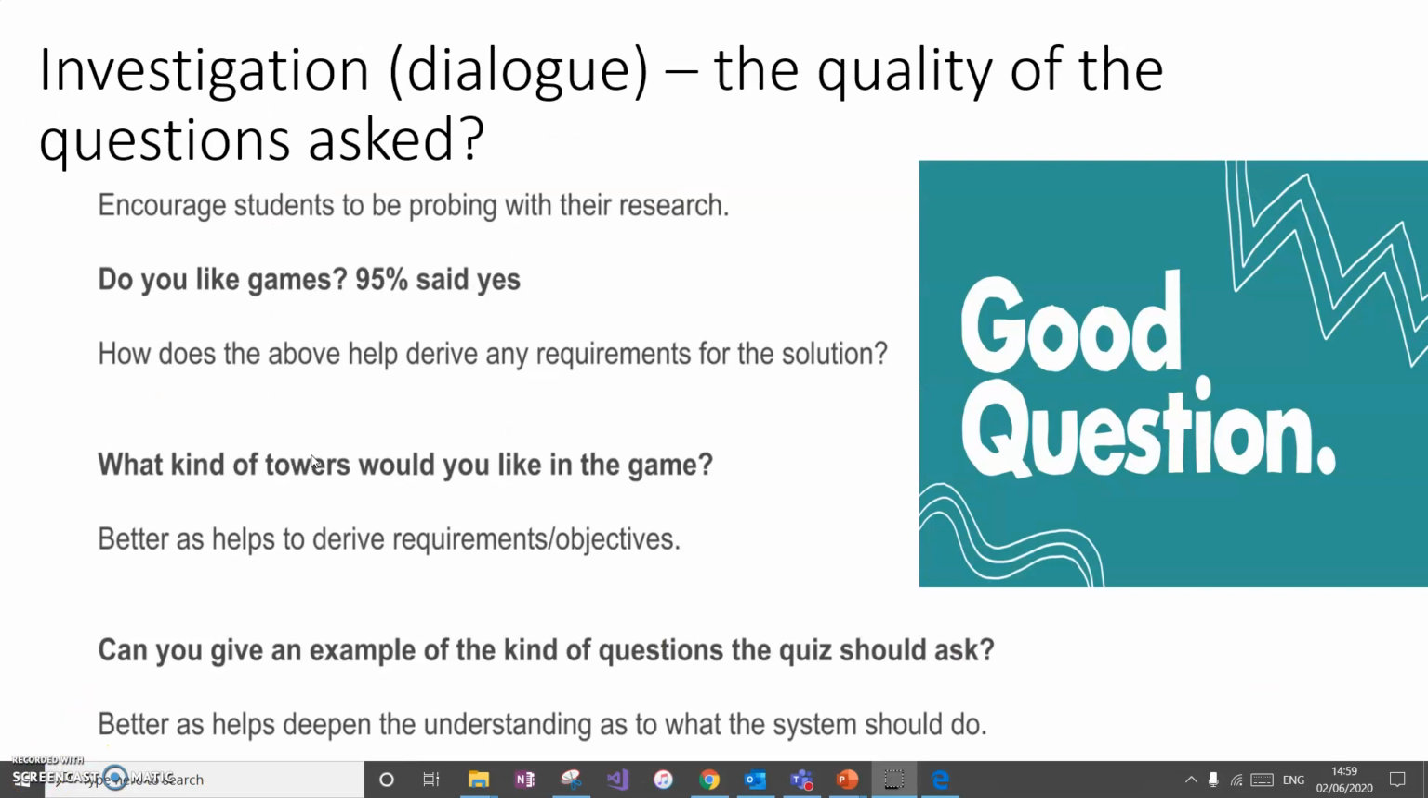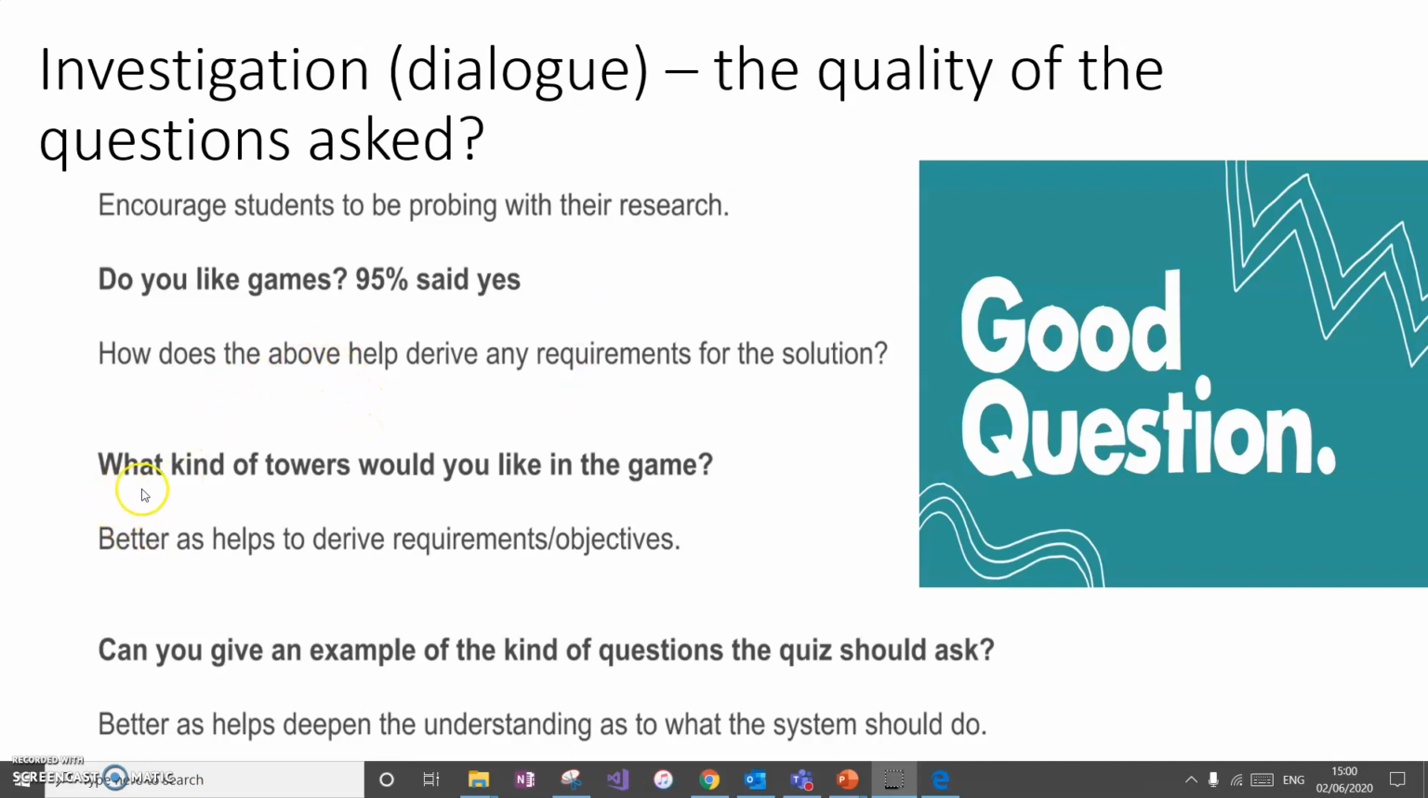Now the quality of the dialogue also matters, okay, and this is a nice little example just to pinpoint that. So if you look at question number 1 here, do you like games? 95% said yes. So maybe in this case the student has polled some prospective users of their system, and from the viewpoint of AQA, that's not a particularly good question, because how does it actually help you derive and identify requirements? Well, yeah, 95% said yes. So what? How's that going to be helpful to me actually understanding what this system needs to do?